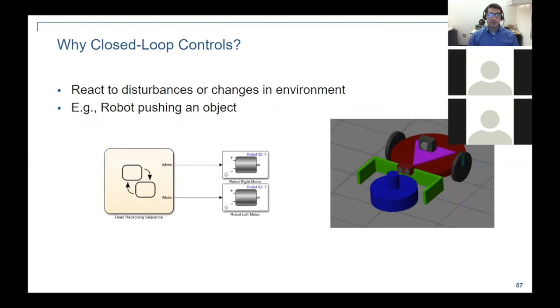However, if in this case the environment changes and now we have to push an object along with moving our robot, we've introduced a disturbance to the system. Because perhaps we now have more weight that we have to push forward, the same amount of time to push the object forward might not be enough to get to the desired position. So this means that an open loop control approach such as a temporal dead reckoning sequence might not be enough.